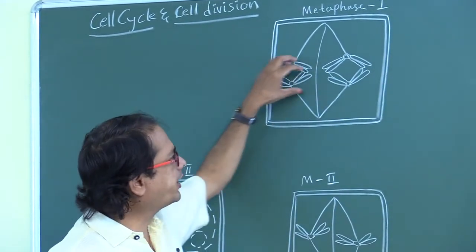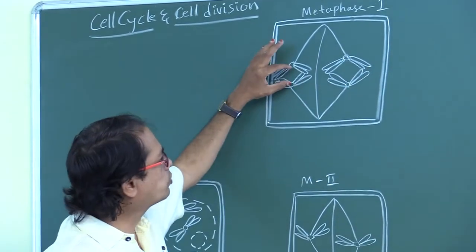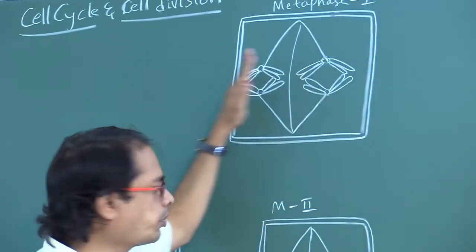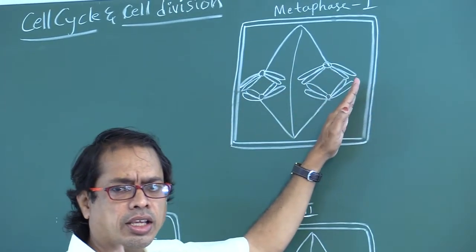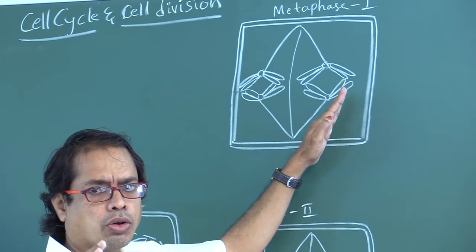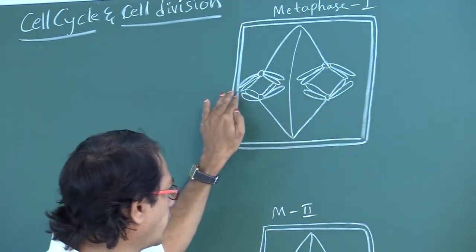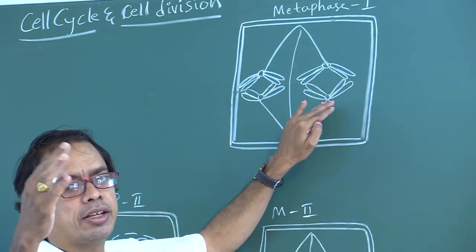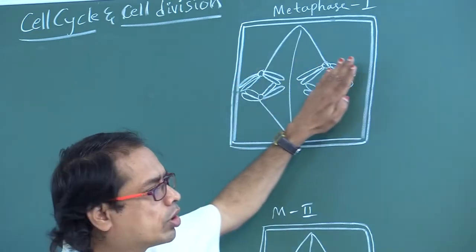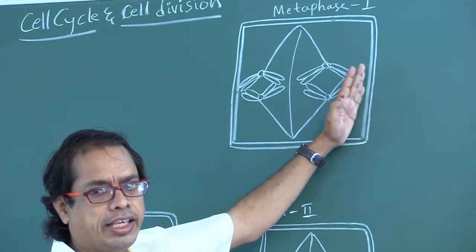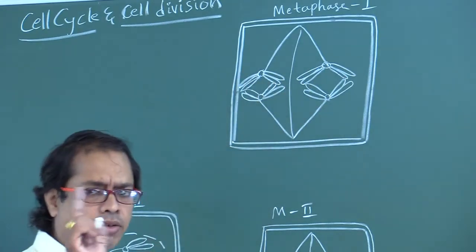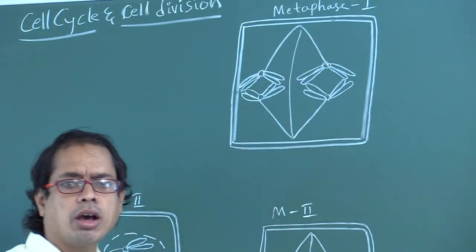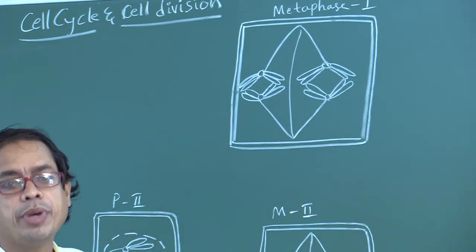So bivalents at the equatorial plate are, this is one pair, this is another pair. Pairs of homologous chromosomes at the equatorial plate. The center of the cell is called the equator. So all the chromosomes at the equator, the so-called equatorial plate, as they come at metaphase, the so-called metaphase plate. So pairs of homologous chromosomes lie at the equatorial plate. That is the first point. Another point, spindle fibers are formed. Formation of spindle fibers.